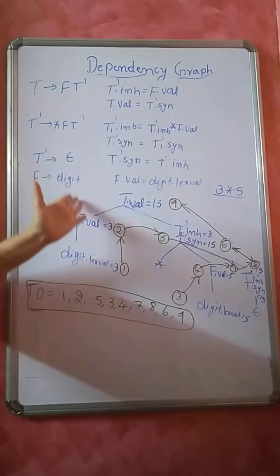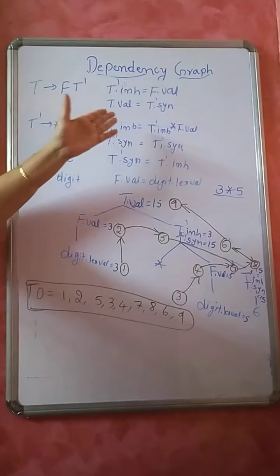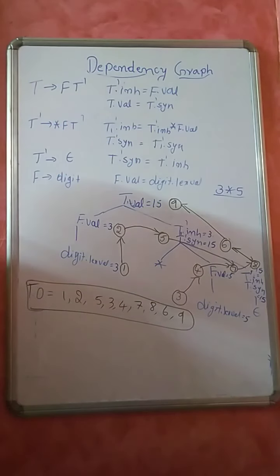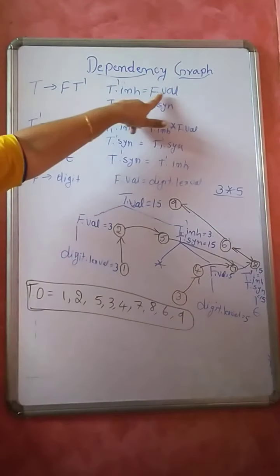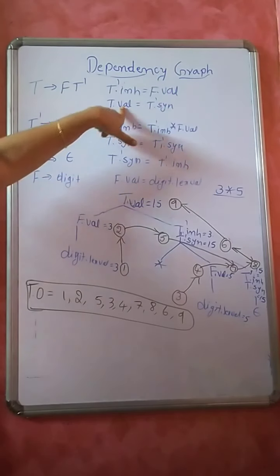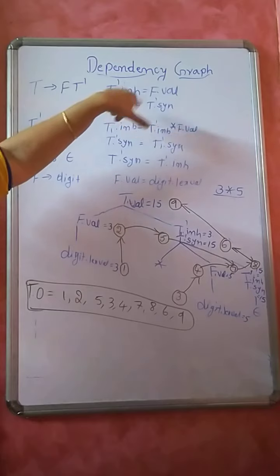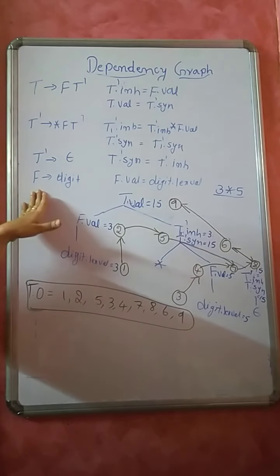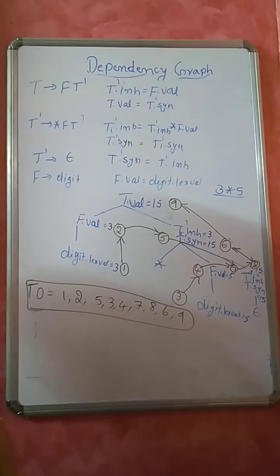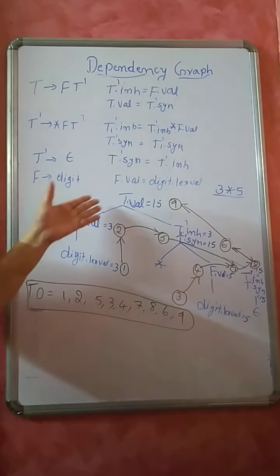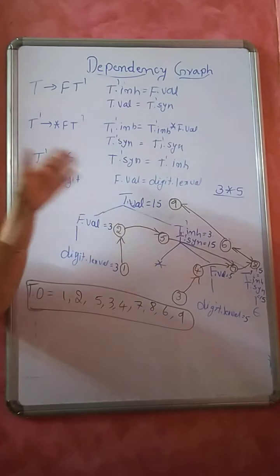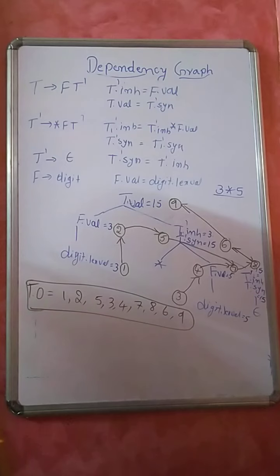This is an L attributed SDT, correct, where you will have both the inherited value and the synthesized attribute. This is nothing but a synthesized attribute only. If you want, you can change the name to synthesis, it doesn't matter. Okay, so this is an example for an L attributed SDT and how to construct the dependency graph for that one. And the previous example I showed, that is an S attributed SDT and the dependency graph for that one.